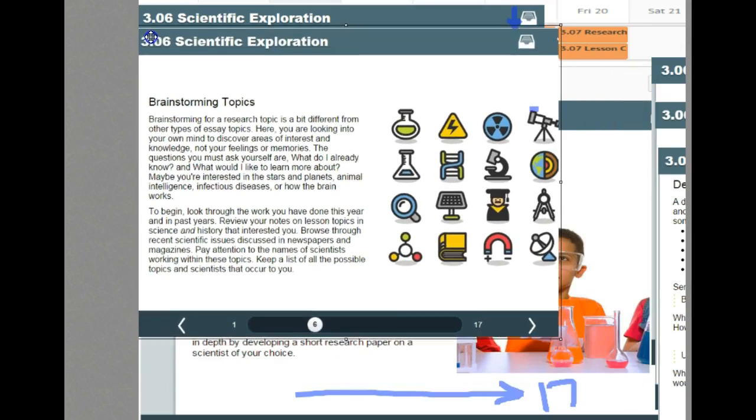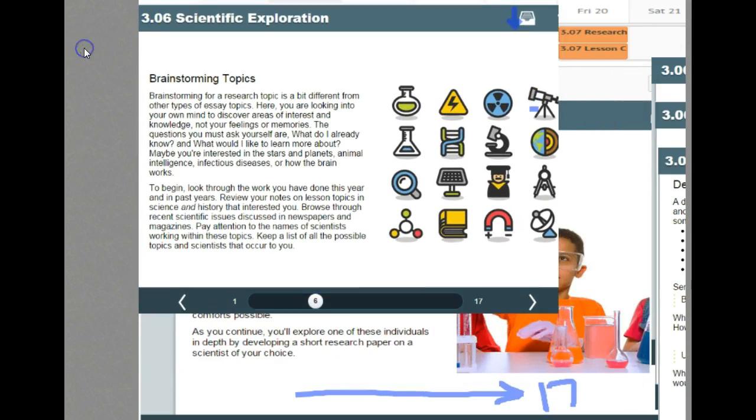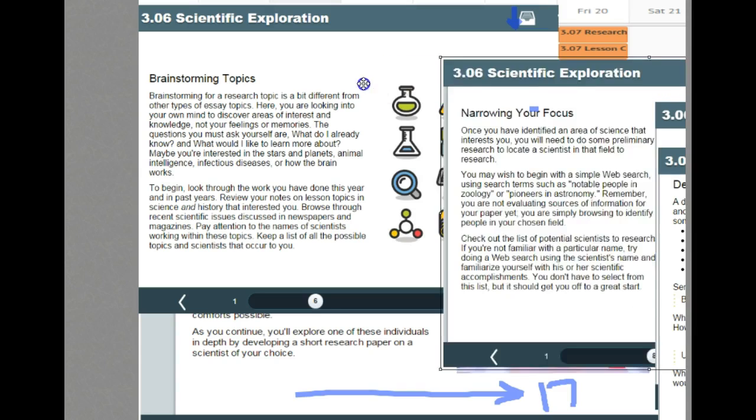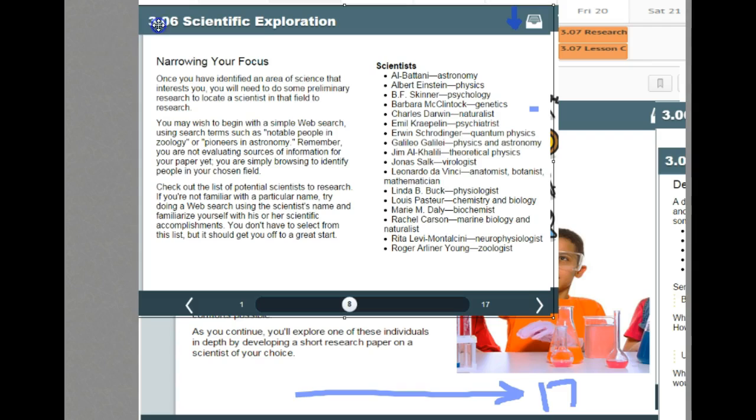Then you get to start doing something pretty exciting. You get to start thinking about who do you want to write about? So you want to start thinking about who's interesting, what scientific field interests you, and then you'll start thinking about scientists you might want to research, slide 8, and what you might want to focus on.